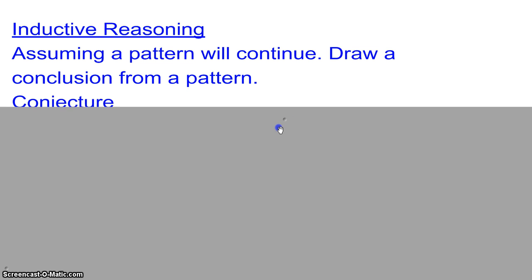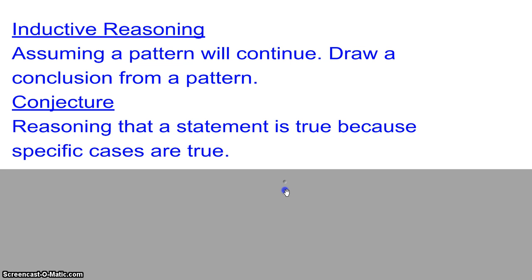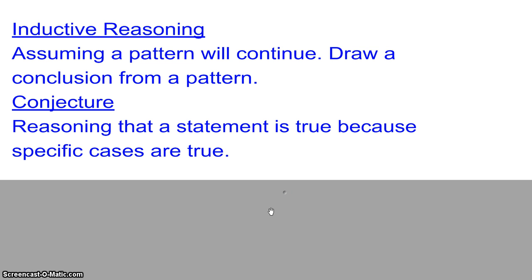Very good. These examples you've been looking at and contemplating are inductive reasoning. When you are using a pattern to predict the next item in a list, you're using inductive reasoning. So assuming a pattern will continue, we're drawing a conclusion from a pattern. When we do that, the conclusion is our conjecture. So that's a statement that is true because of a specific case we've seen; that statement is true for that case. Very good. So take these definitions down and we'll move on.